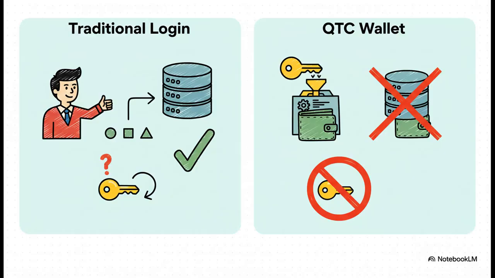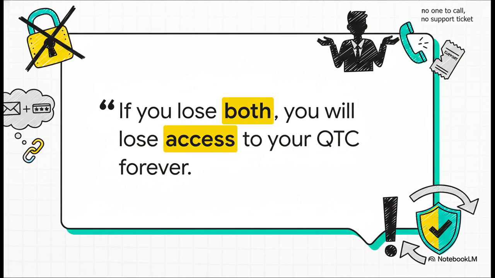It is the master key to everything. Think about it like this. On a normal website, you type in your info, it checks a big database and says, yep, that's you, come on in. But with the QTC wallet, there is no database. There's no central server. Your login combo is the raw ingredient, the recipe that creates the wallet itself from scratch every single time. So this is the part you really need to hear, and I'm going to quote it directly because it's that important. Your email plus password combination is your seed phrase. If you lose both, you will lose access to your QTC forever. Let that sink in. There is no one to call, no support ticket to open. The responsibility is 100% on you.